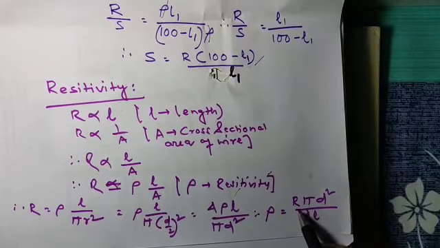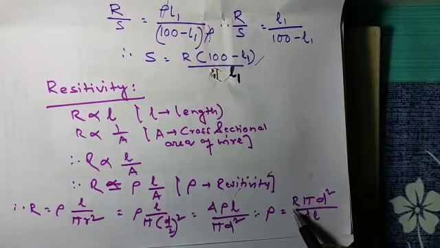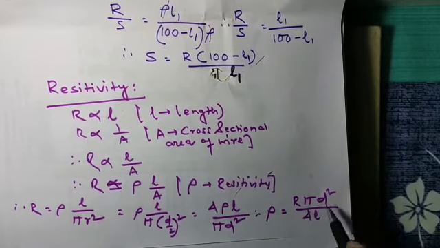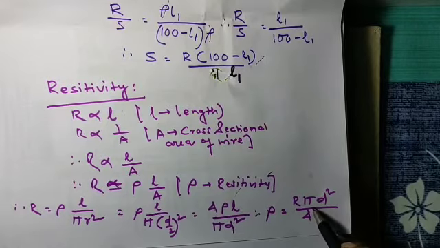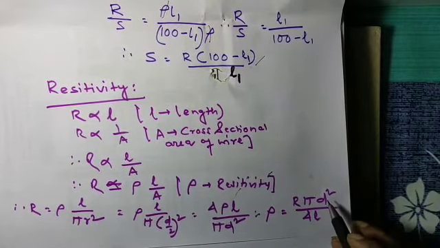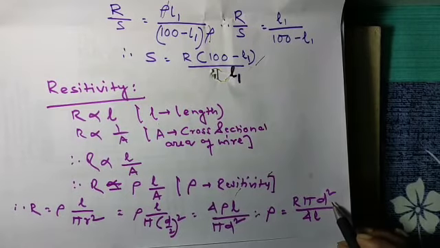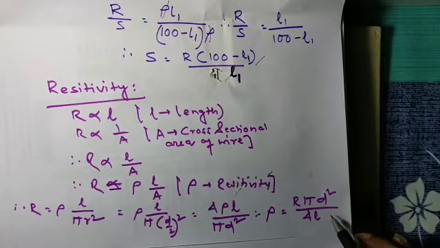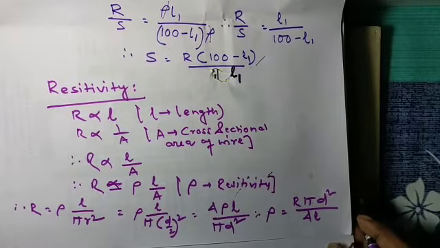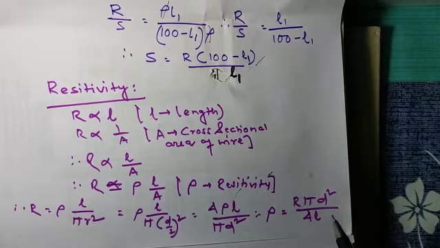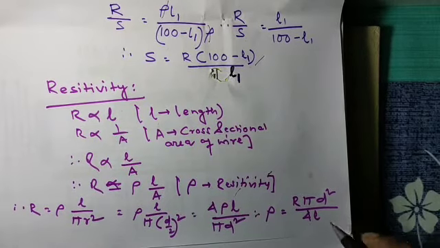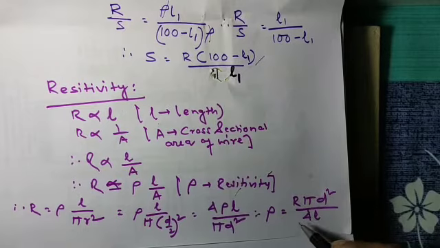Here we know the value of R, because in the meter bridge we have put one known resistance R. We know the value of pi. We can measure d with a screw gauge, and we can measure the length L of the wire. So by applying this formula, we can get the resistivity of a conductor.